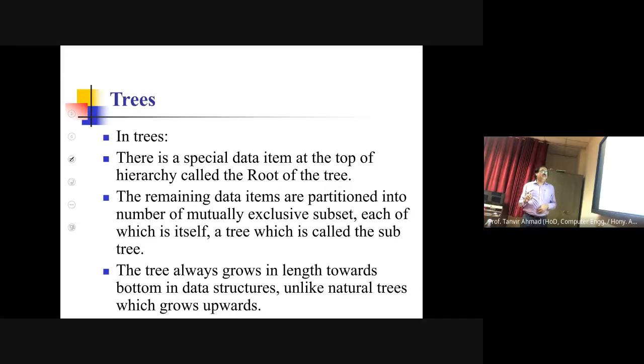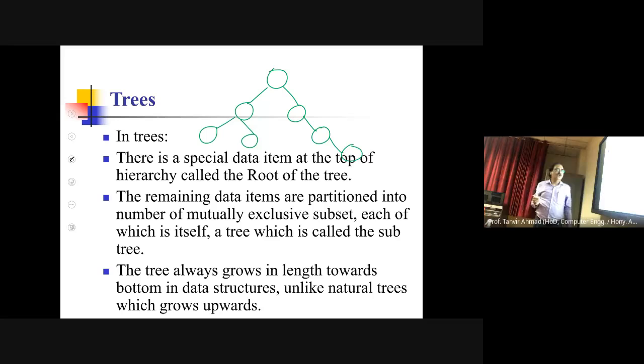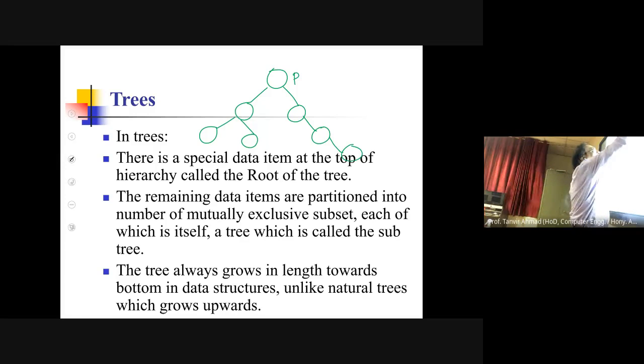Now, this is the definition: a tree is a special data item at the top of the hierarchy called the root of the tree. The remaining data items are partitioned into a number of mutually exclusive subsets, each of which is itself a tree, called a subtree. What he is trying to say is that whenever I draw a tree like this, this is called the root, and it is partitioned into mutually exclusive subsets. That means there are 2 over here, one like this, another like this.